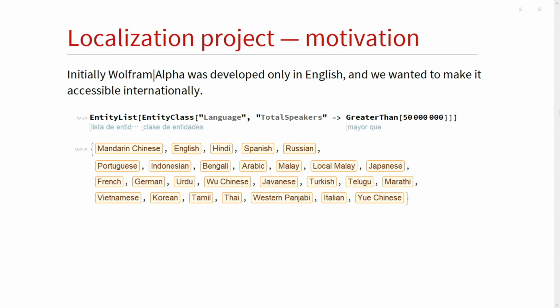So what's the main motivation for this localization? Initially, Wolfram Alpha was only released in English. But English is not the most spoken language in the world, and there are many other languages with more than 50 million speakers. We have Chinese languages, Hindi, Spanish, Russian, Portuguese, Indonesian, etc. There are many languages.